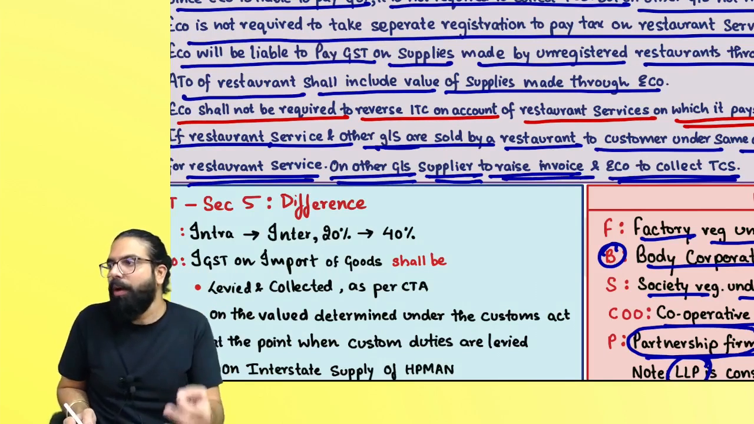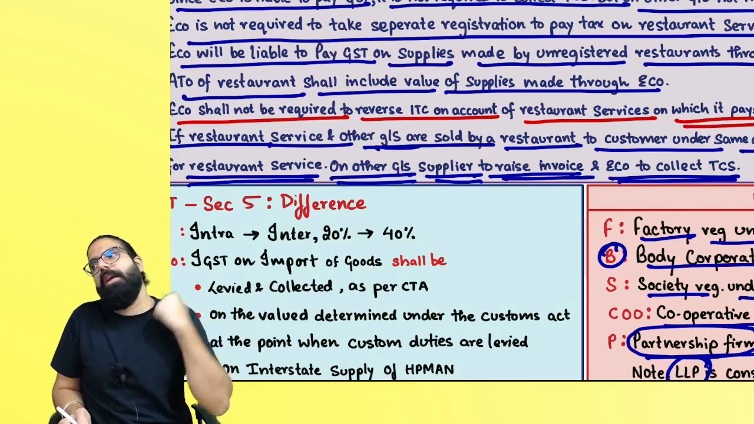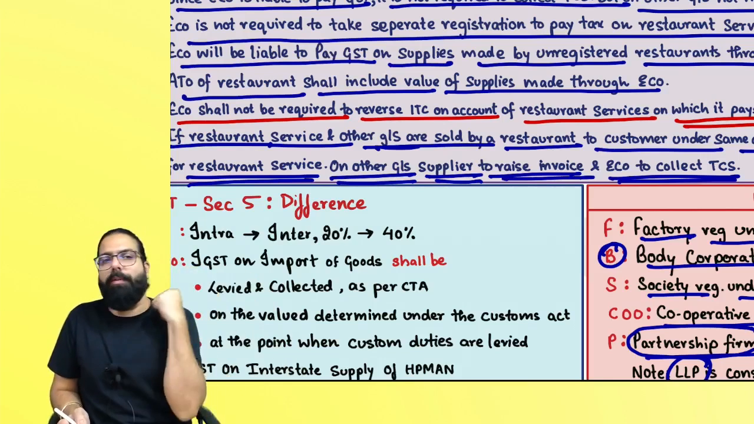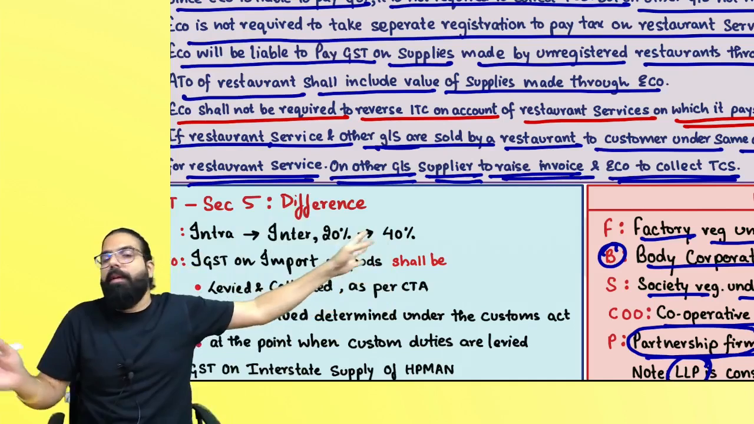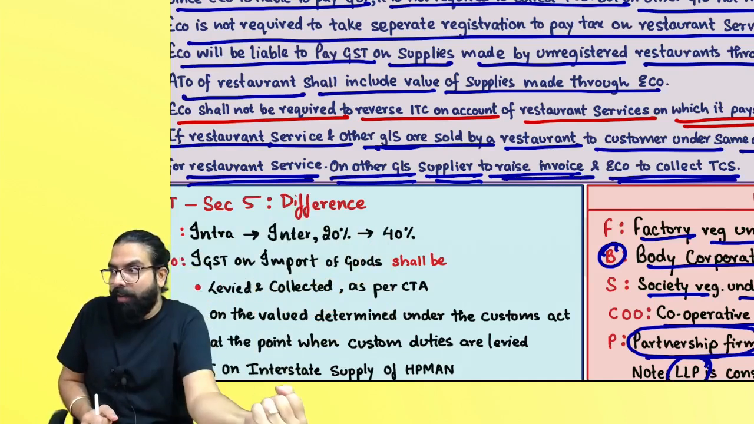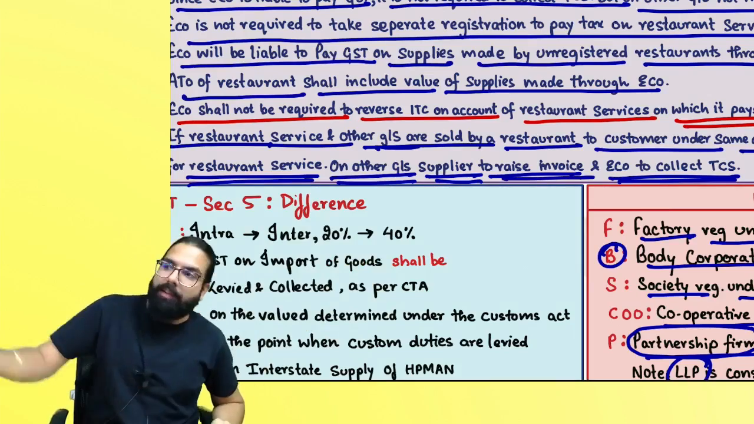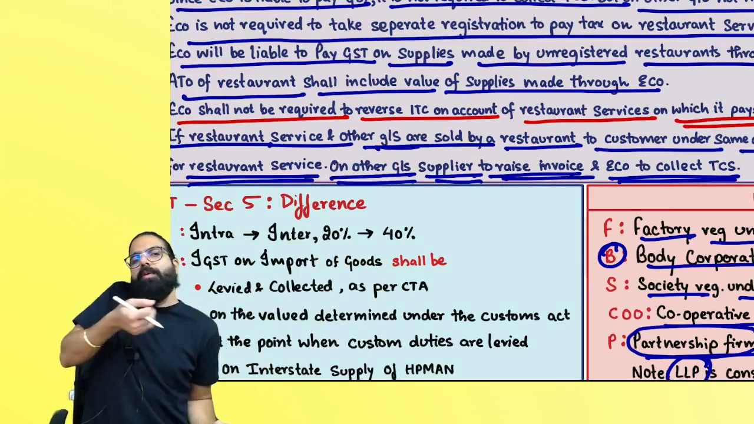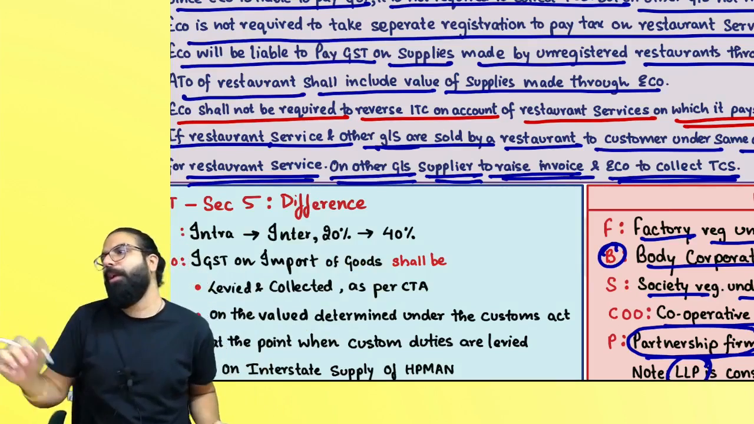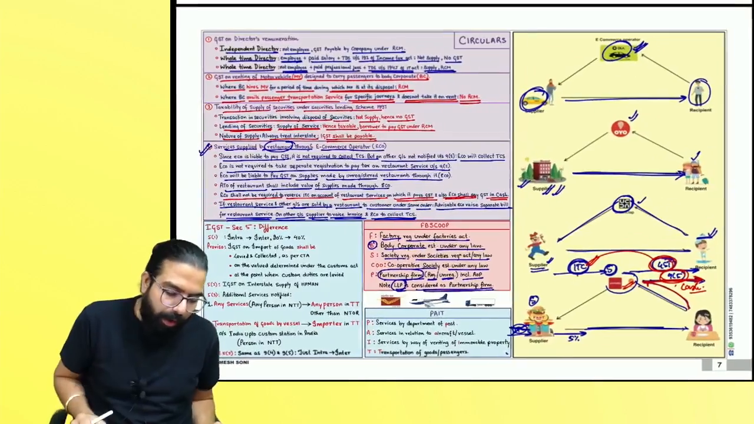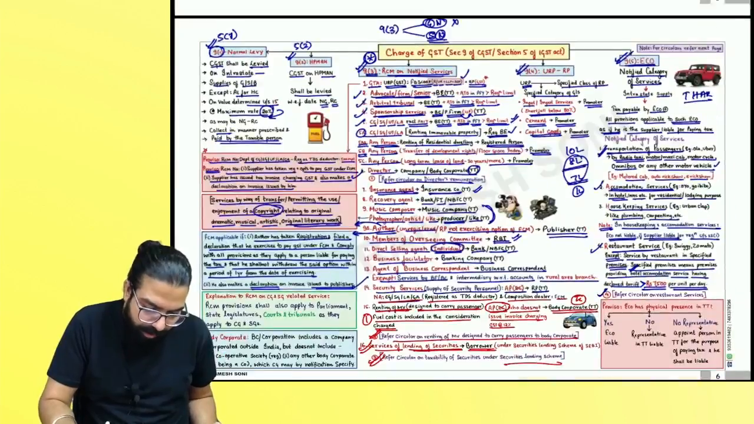Are we clear, everyone? For whatever restaurant services are there, e-commerce will raise the invoice, collect the GST and pay. But for other goods and services, the supplier only will raise the invoice, e-commerce will just collect the amount, deduct TCS and pay it to the supplier. Are we all clear till here, everyone? Yes, sir. We are all clear.